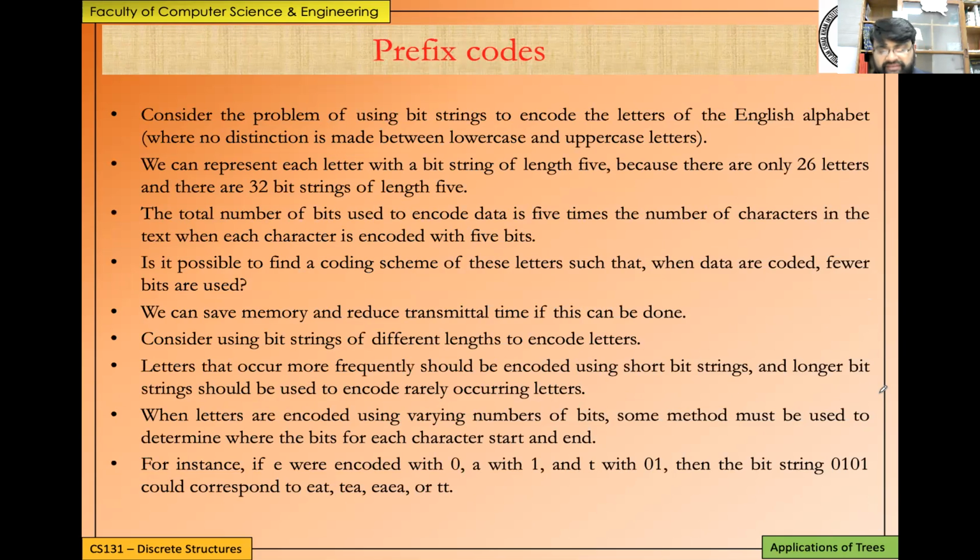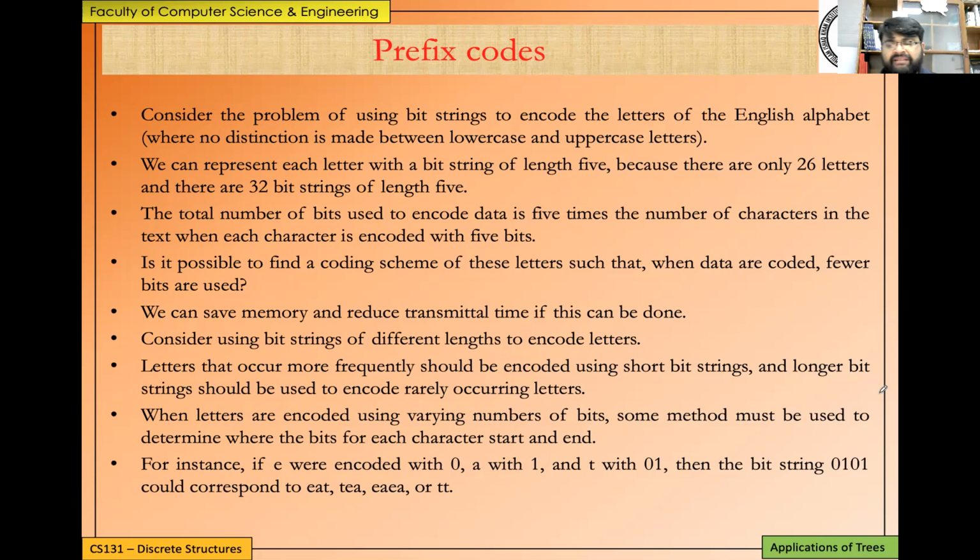Another very important application is what we call prefix codes. And what is a prefix code? Well, consider the problem of using bit strings to encode the letters of the English alphabet, where no distinction is made between lowercase and uppercase letters. So the uppercase letters and the lowercase letters do not have any distinction, and we want to use bit strings to encode the letters of English.